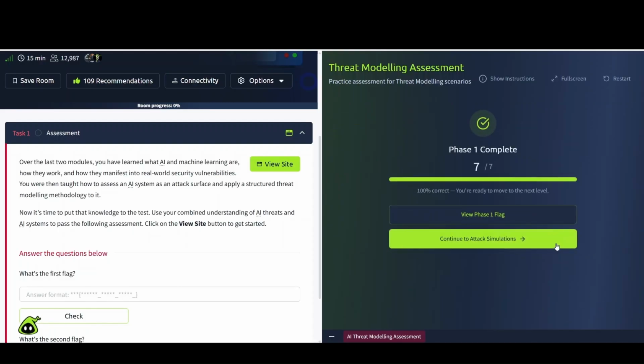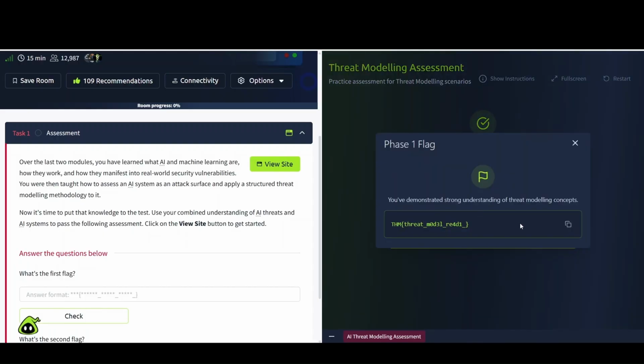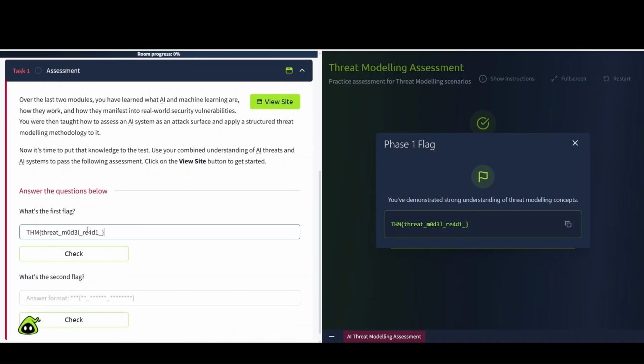Okay, sweet. So we have phase one done. View the flag here, and let's plug this bad boy in. All right, and we're going to proceed to the next one.